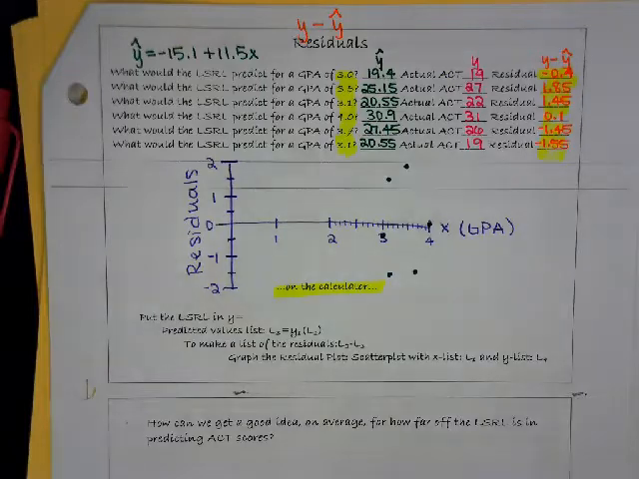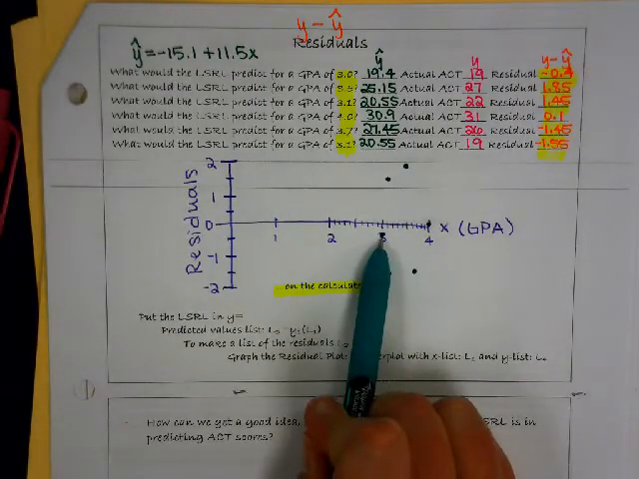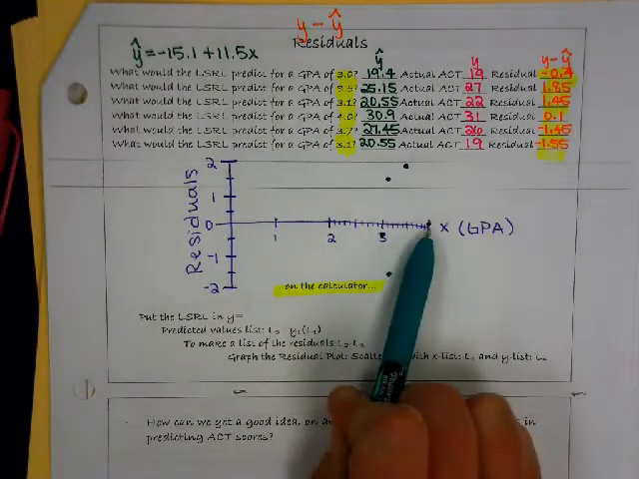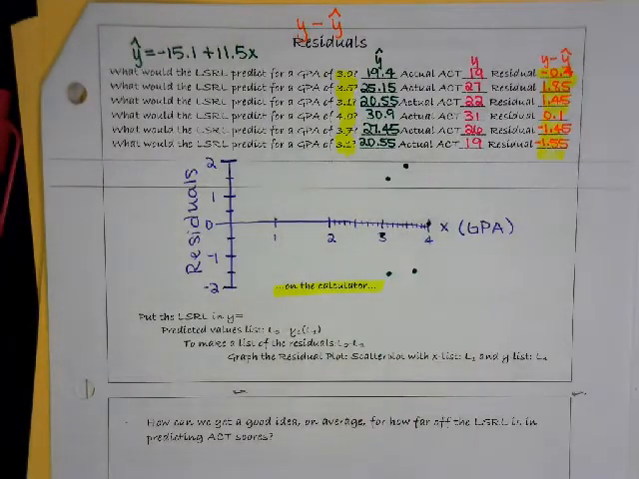The other thing about residual plots, if your data has a linear relationship, the residual plot should have no pattern. If your residual plot has a pattern, that is a bad thing. That tells you your data is probably not linear. So residual plots should have no pattern.